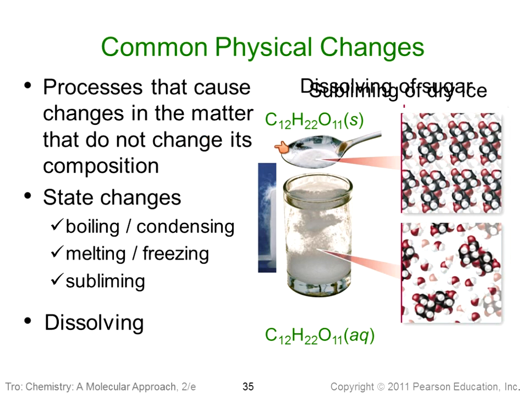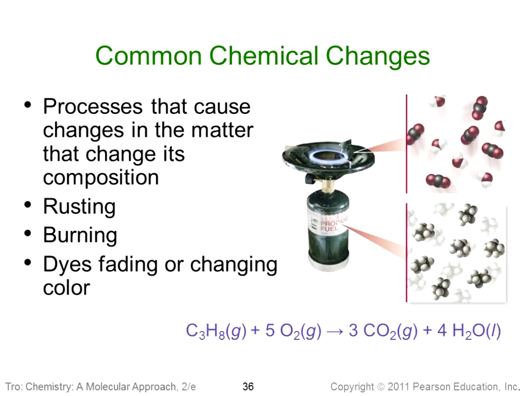So an example of a physical property is simply dissolving, say, sugar in water. When you dissolve it, you still have sugar molecules and you still have water molecules. Same thing with boiling, melting, and these other things. Chemical changes would be things like rusting, burning, dyes fading, and so on.